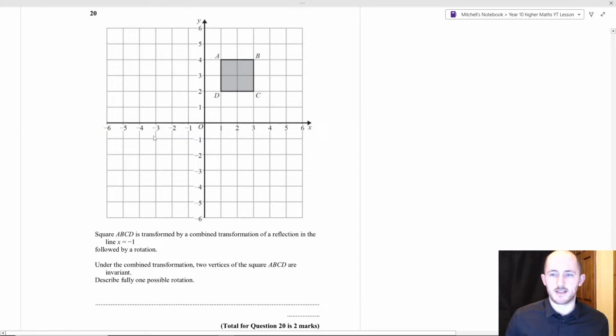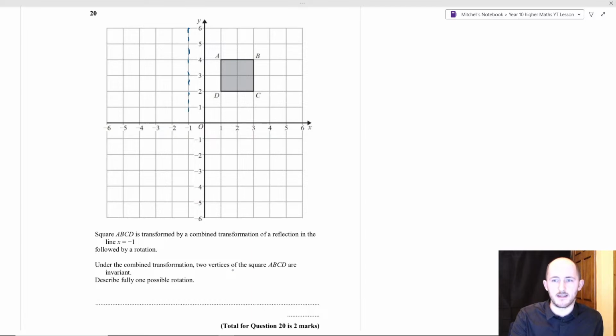Okay, so hopefully everyone can see this. Square ABCD is transformed by a combination transformation. So it's a reflection in the line x equals 1, and then a rotation. Under the combined transformation, two vertices are invariant. Describe fully one possible rotation. Okay, well the first thing I would do is I'll do the reflection.